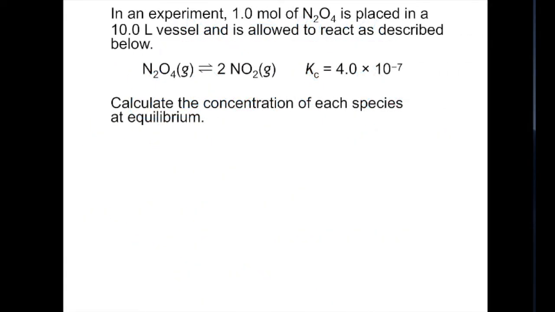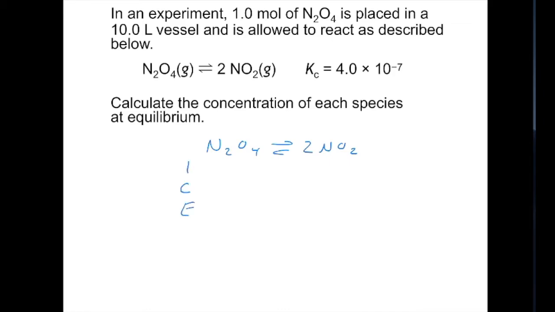Okay, so let's try another one. In an experiment, 1 mole of N2O4 is placed in a 10-liter vessel and is allowed to react as described below. Calculate the concentration of each species at equilibrium. So same process as before. Let's do the ICE table. N2O4 is in equilibrium with 2NO2. Set up the ICE table.